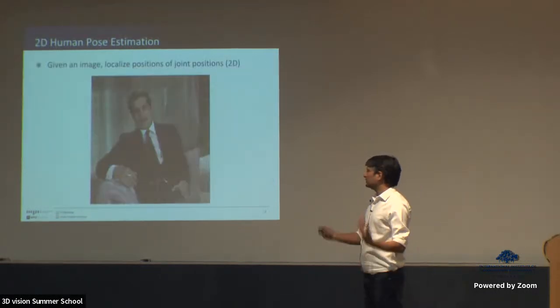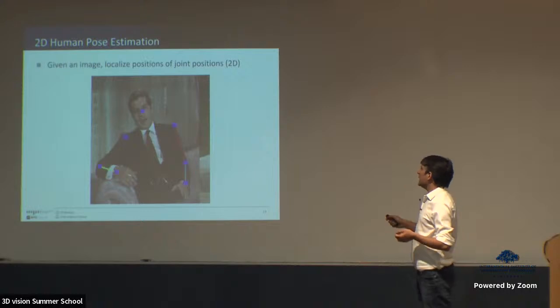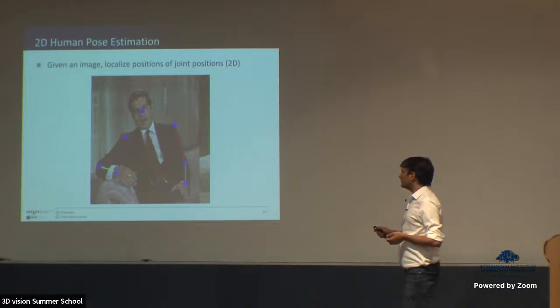Right? So what are these joints? Well, given a 2D image, the task of 2D human pose estimation is to simply localize these 2D joints on the image.